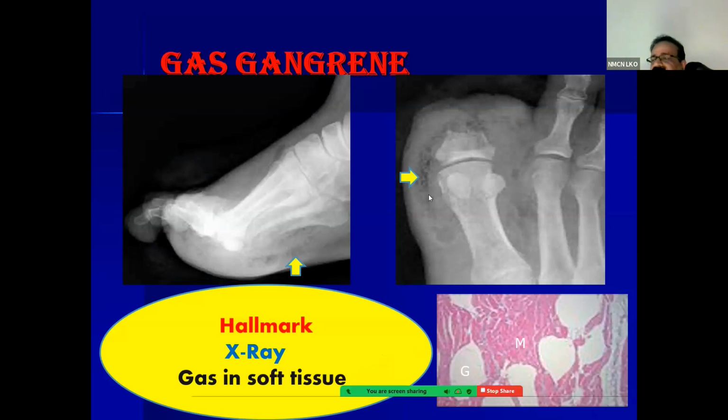On X-ray, this is the best thing to do. Even sometimes you pick up with the simple X-ray, and MRI also tells about the presence of gas bubbles in the soft tissue. As you can see here, black spots on X-ray.